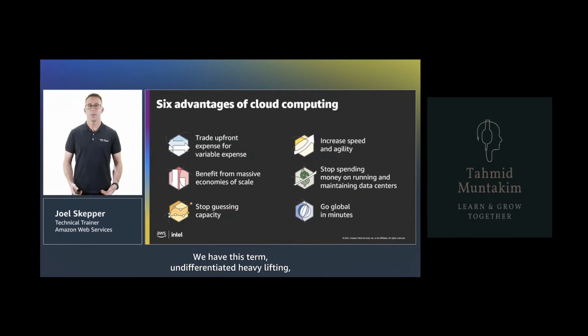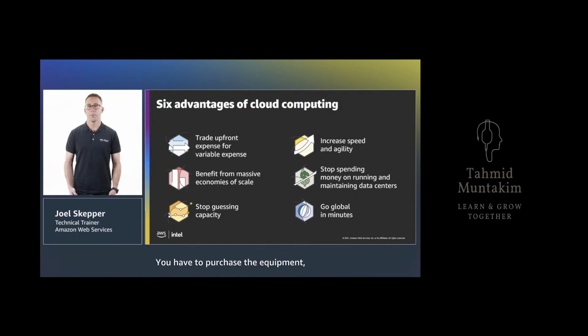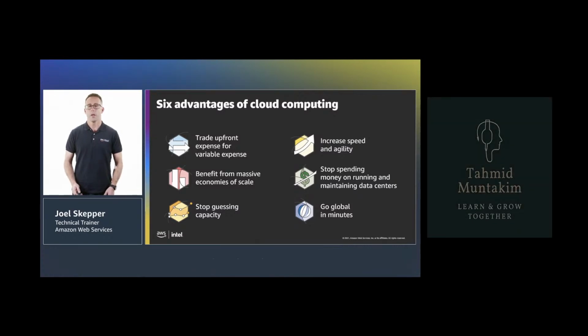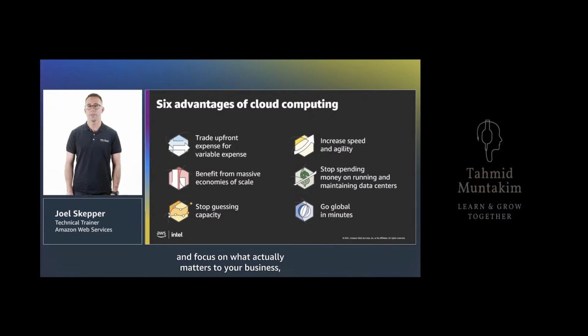We have this term, undifferentiated heavy lifting, which refers to the actions and tasks that you currently perform that don't add direct value to your business. For example, you might work for a business that has a data center. You have to purchase the equipment, employ administrators to manage that equipment, and ensure it runs optimally over its lifespan. Now think about this. Your competitors likely have similar administrative overhead. They will have data centers with equipment that needs to be maintained. So how do you set yourself apart? Let AWS manage the physical infrastructure. Stop spending money on running and maintaining data centers, and focus on what actually matters to your business: your customers, your staff, and your product.